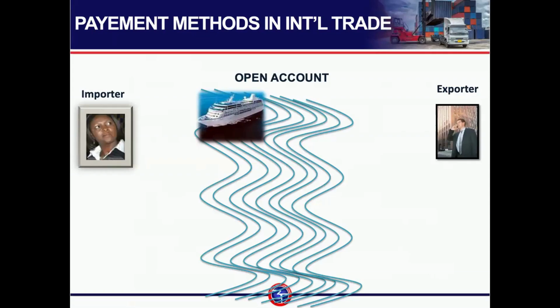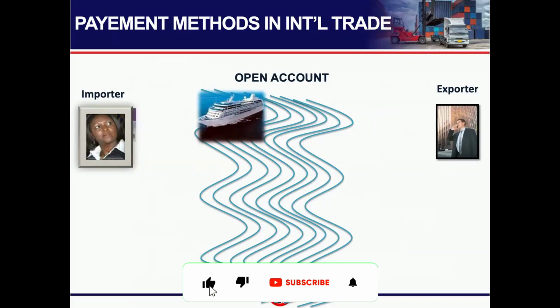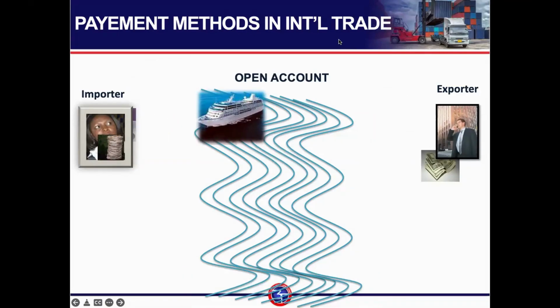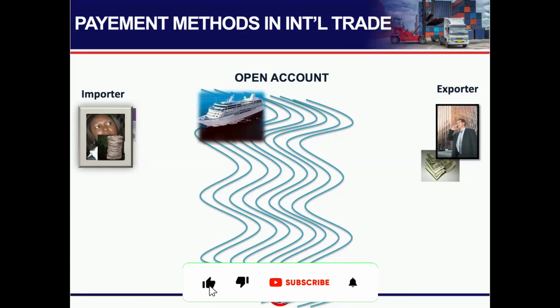Open account: the exporter ships the goods, sends documents to the importer. The importer goes to the port, clears the goods, and pays at a later date. Of course, like we said earlier, there is a risk of not getting paid in this arrangement. And that risk can be anticipated and mitigated with a trade finance instrument like export credit insurance.